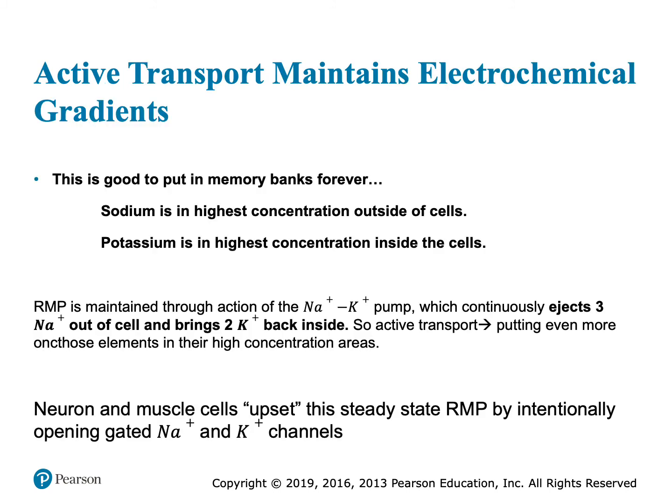Here we go. Put this in your memory banks forever and ever. I've already mentioned it again, so it must be important. Sodium is highest in concentration on the outside of the cell. Potassium is highest in concentration on the inside of the cell. We have a pump that's going to push even more sodium out and bring even more potassium in. So going from low concentration to an already high concentration requires ATP. This is necessary for especially neurons and muscle cells to do their job. When they do their job, charges change.